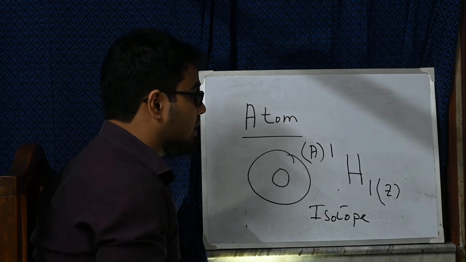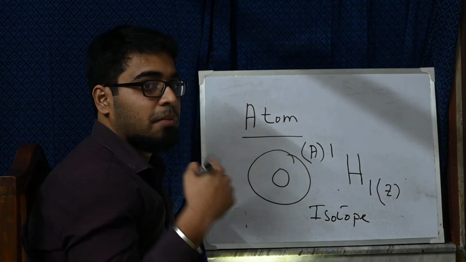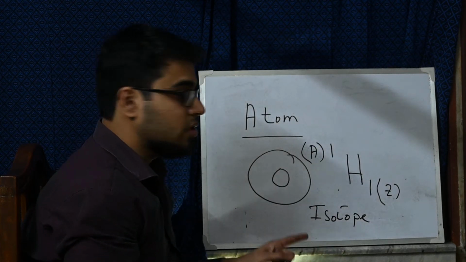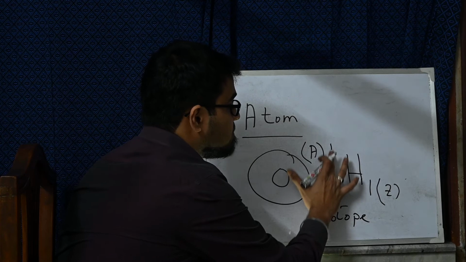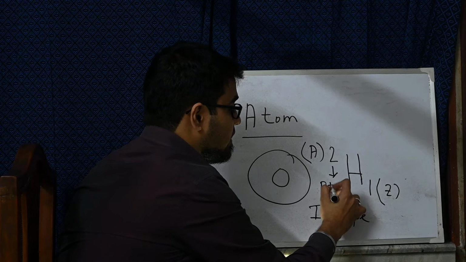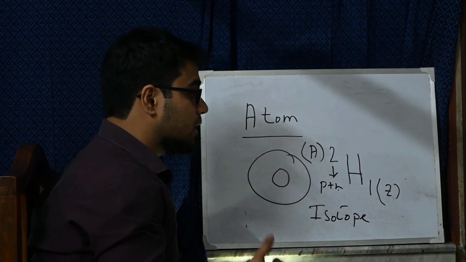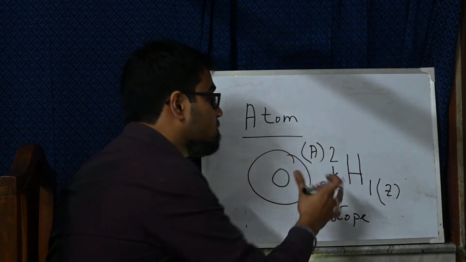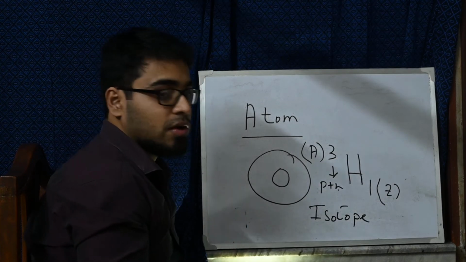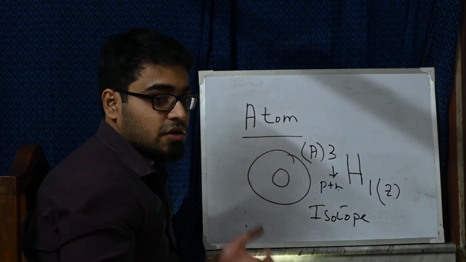Suppose we are slowly increasing the number of neutrons by 1. Here there are no neutrons. It has one proton and one electron. Suppose we are increasing the number of neutrons by 1. We are making it here 2. That is, the P plus N has increased from 1 to 2. Now suppose we are increasing it one more. We are making it 3. So the number of neutrons has increased one more. So this is what generates the characteristic of an isotope.